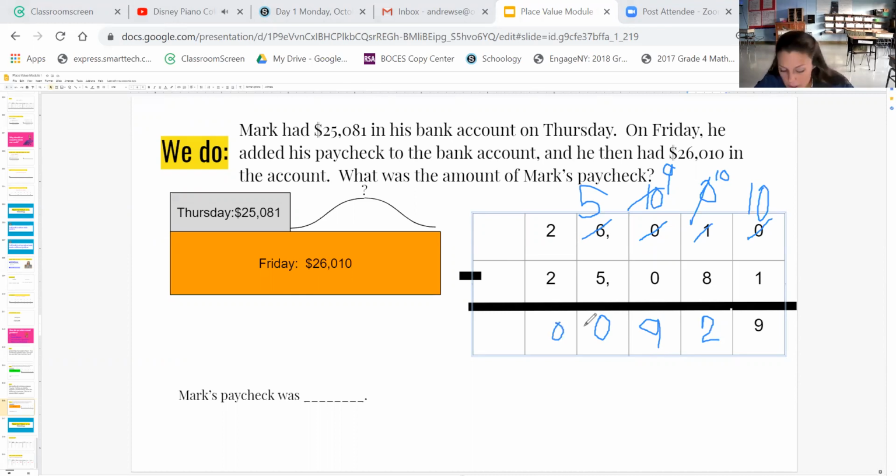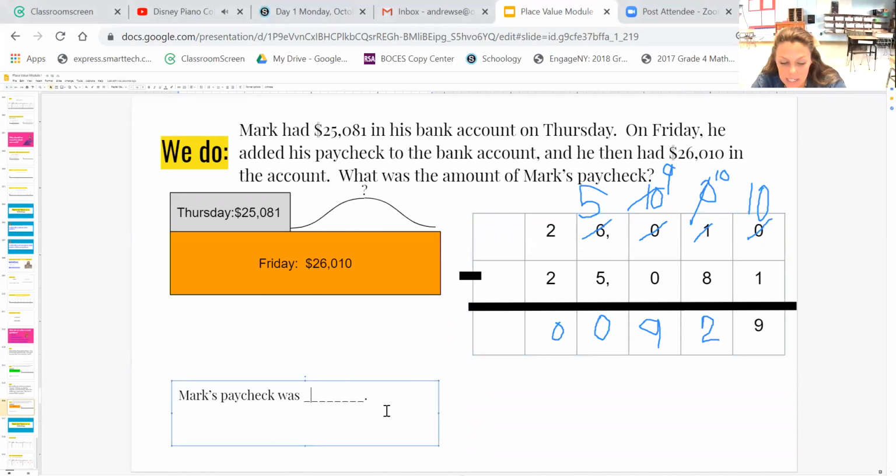I'd like you to pause your video and double check that this is correct. So we're going to do that inverse operation, or you can estimate to see if it's accurate. Up to you. So pause your video and solve. When I did my inverse operation, so I added 929 to my 25,081, I did get a total of 26,010. So I know my 929 is accurate. So I'll go ahead and remember it's money, how much his paycheck was. So I'm going to put that in there with my total amount.